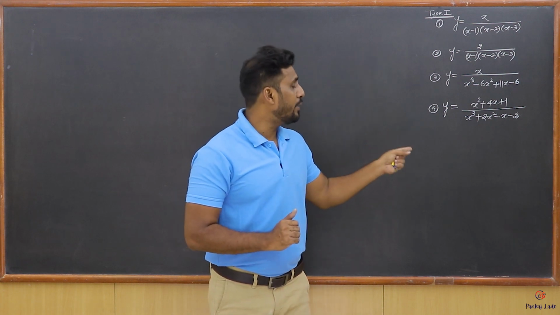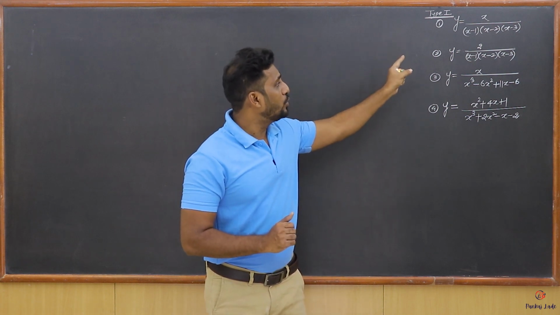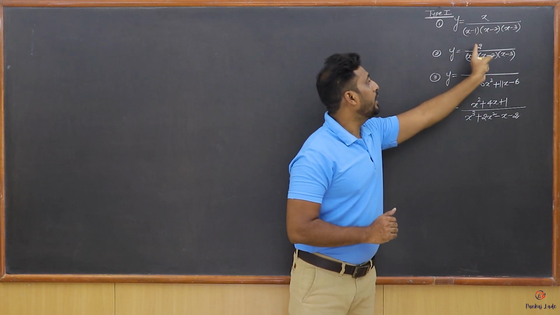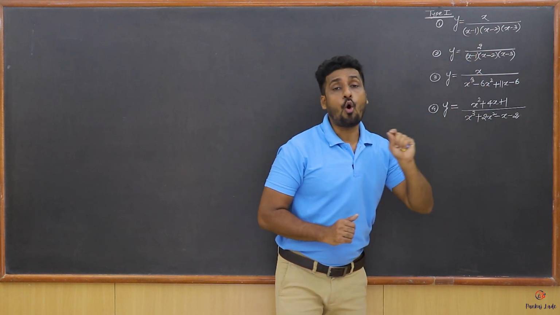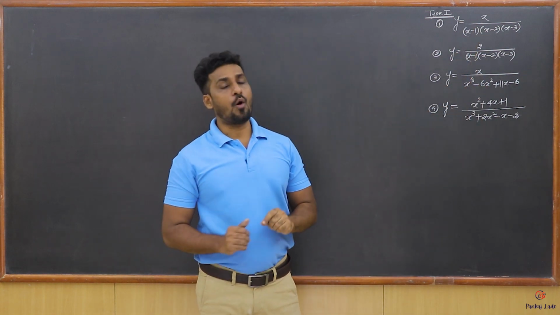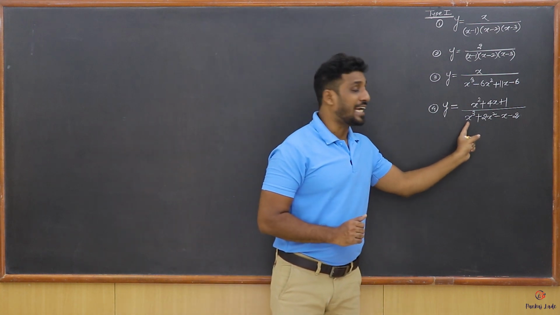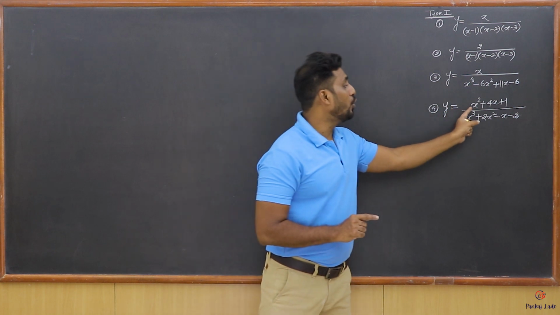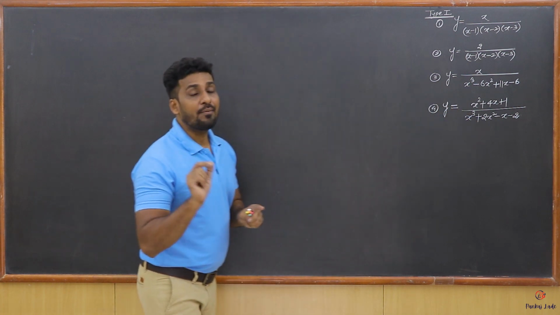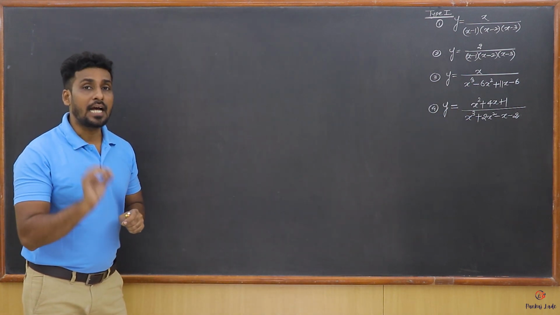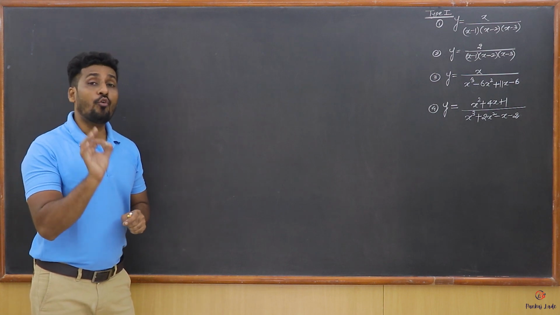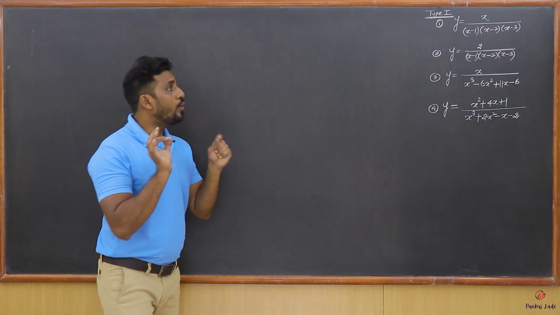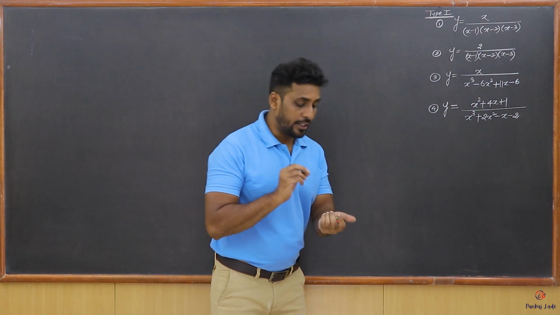This is the very first type. Here, you can observe that the power of the numerator in any of these expressions is always less than the power of the denominator. Observe carefully. Here it is x cube. So the power of the denominator is 3 and the power of the numerator is 2. So in type 1, we are going to see examples where the power of the numerator is always less than the power of the denominator.